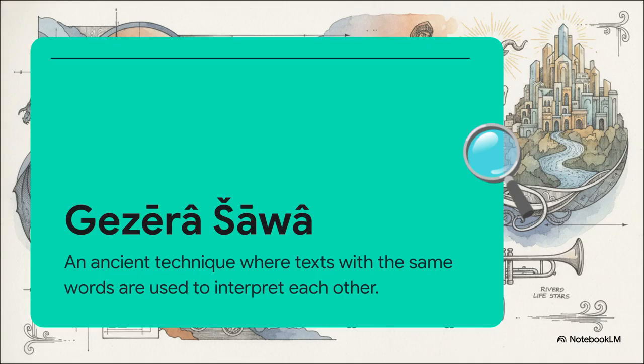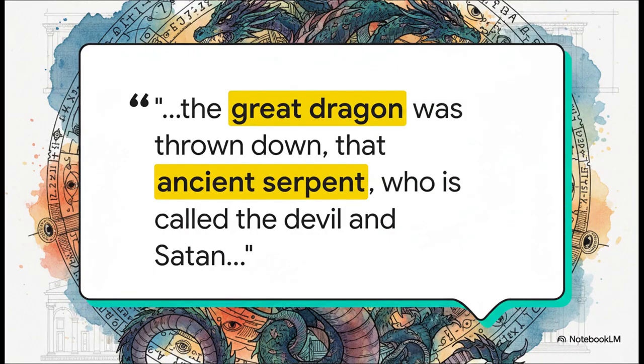John basically wrote Revelation expecting his most careful readers to do this with his own work, inviting them to connect the dots between passages. Okay, let's see this in action. Here in chapter 12, we get this classic description of the great enemy. It's a string of 4 powerful titles: the great dragon, that ancient serpent, the devil, and Satan. Okay, keep that exact phrasing in your mind.